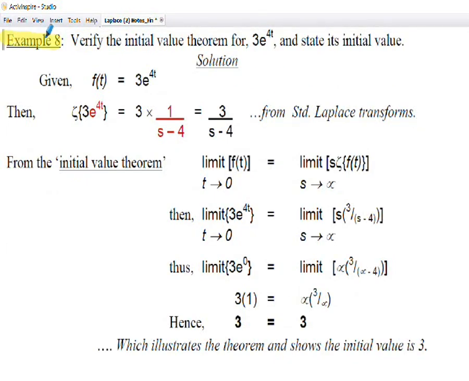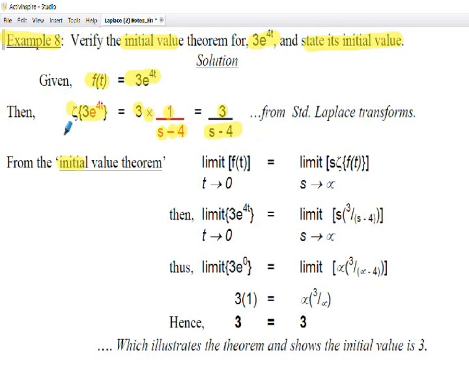Example 8 here, we're going to verify the initial value theorem for a function given, and we're going to state its initial value. Now the function of time given here is 3e to the 4t, and we're going to first of all start off by finding the Laplace transform of 3e to the 4t. Now e to the 4t is a standard form in the tables. If you look it up it'll be 1 upon s minus a. In this case the a is 4, so it's s minus 4 for the Laplace transform, and of course in this particular instance we're just multiplying by 3. So the Laplace transform for 3e to the 4t will be 3 upon s minus 4.